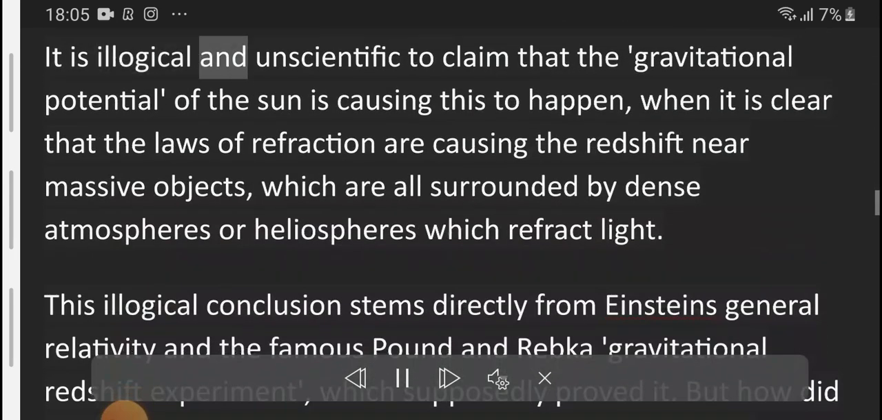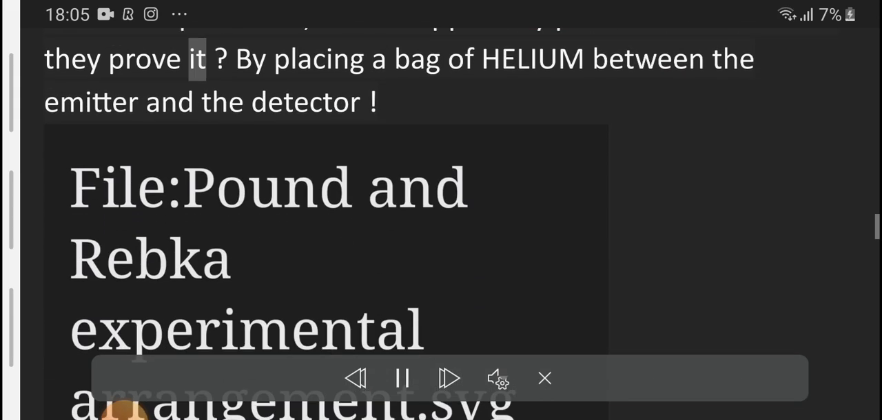It is illogical and unscientific to claim that the gravitational potential of the sun is causing this to happen, when it is clear that the laws of refraction are causing the redshift near massive objects, which are all surrounded by dense atmospheres or heliospheres which refract light. This illogical conclusion stems directly from Einstein's general relativity and the famous Pound and Rebka gravitational redshift experiment, which supposedly proved it. But how did they prove it?